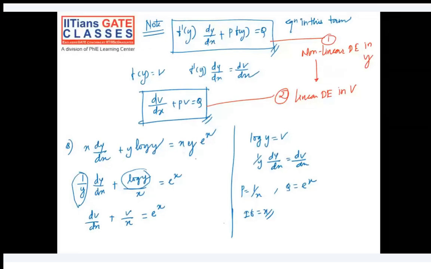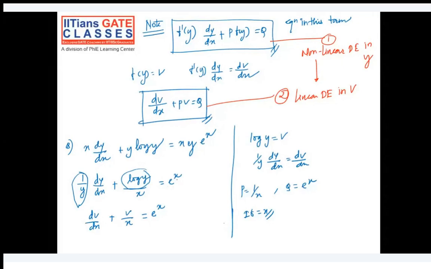First of all, looking at this entire function, it is clear that it's non-linear because these two terms are in multiplication. So if you divide the entire equation by xy, it will be 1 upon y dy by dx, plus log y by x, is equal to e to the power x, is what you will get.